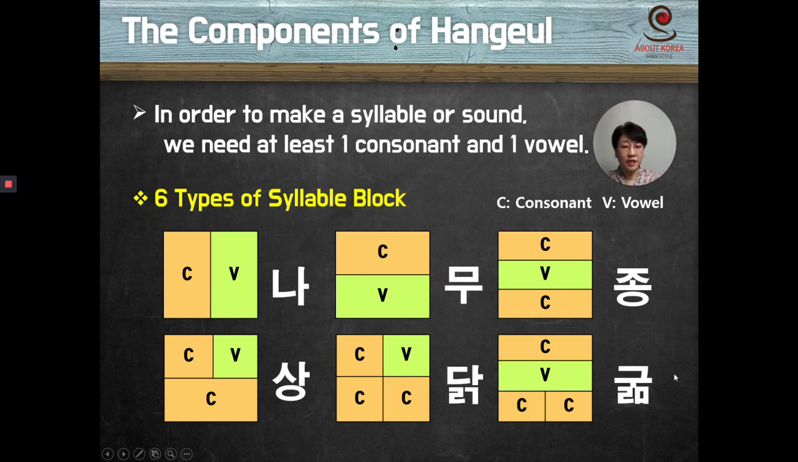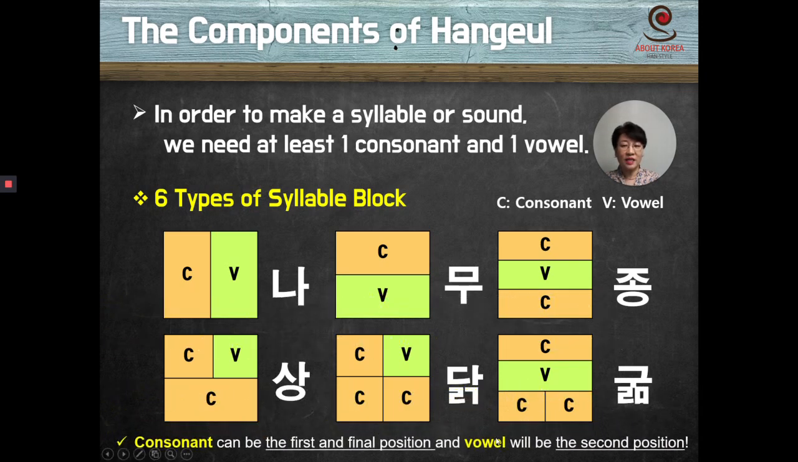So there are 6 different types of syllable blocks. As you can see, in these 6 types, a consonant can be the first and the final position, and the vowel will be the second position. If you look at these syllable blocks again, the vowel is always in the second position. The reason we study 6 types of syllable blocks is that we need to understand how a Hangul syllable is composed. There are 6 different patterns. So we have to really understand this first before we start to learn each vowel and each consonant.